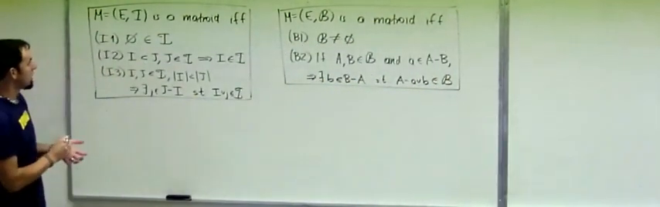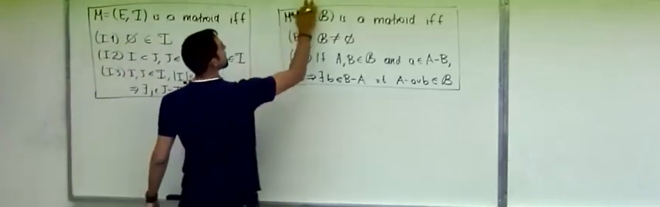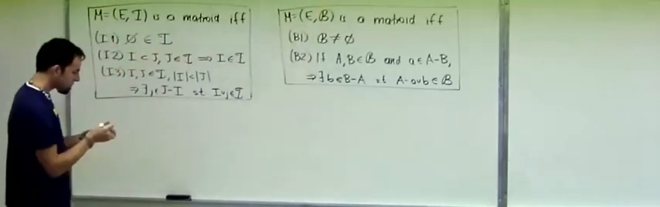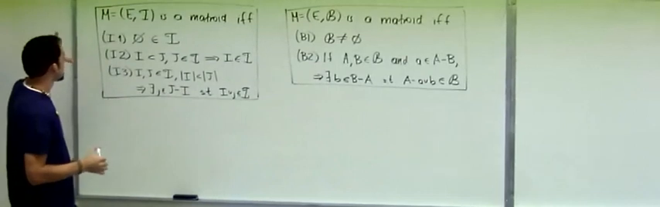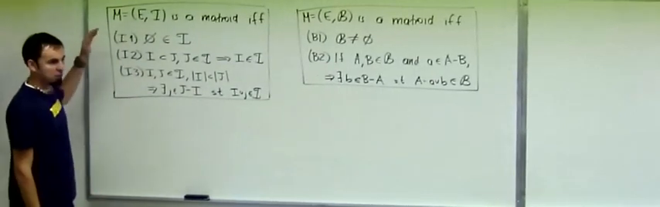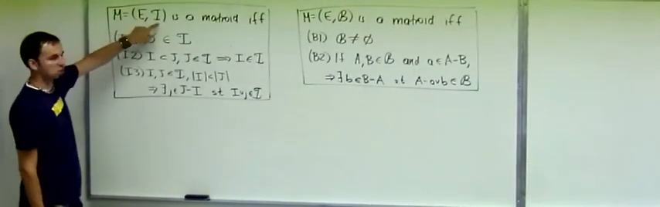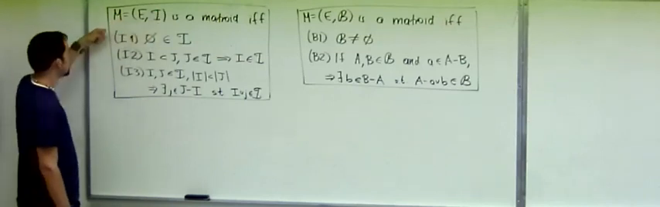So let me remind you where we were. We're talking about matroids, and remember that originally I defined a matroid to be a set and a collection of independent sets satisfying these three axioms.